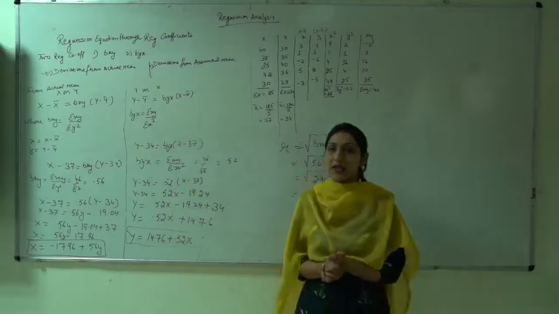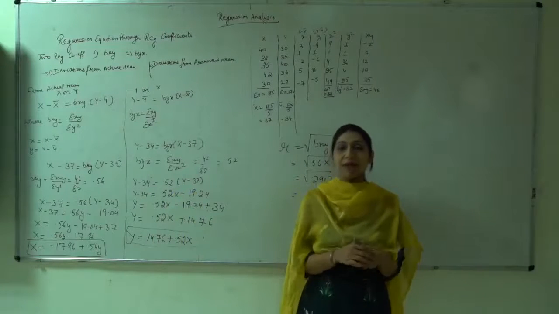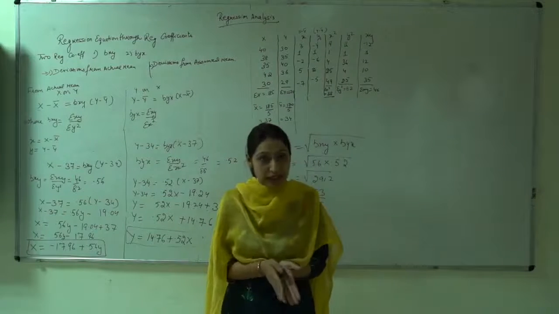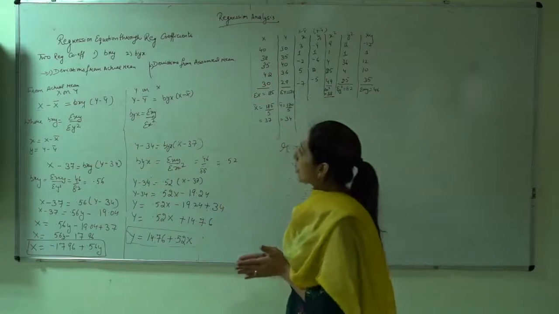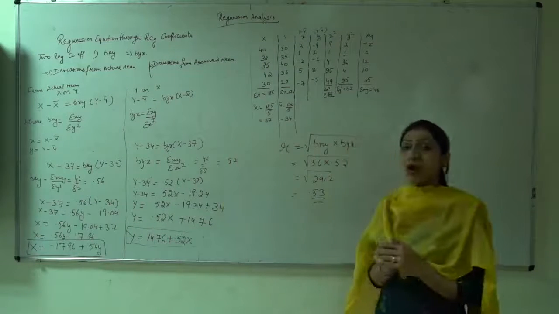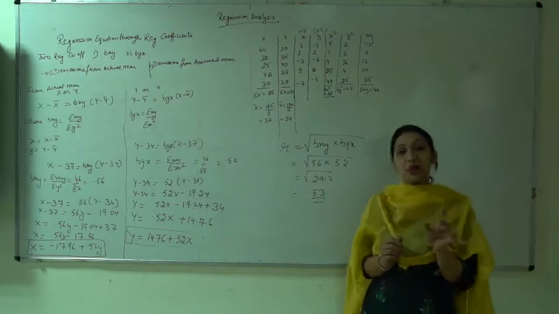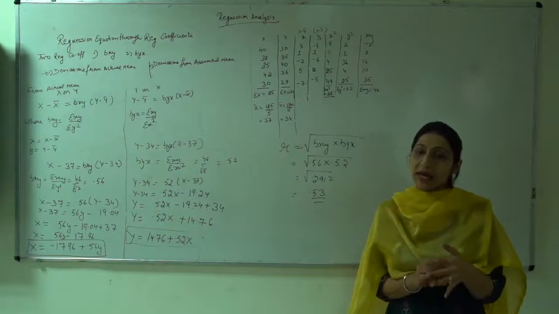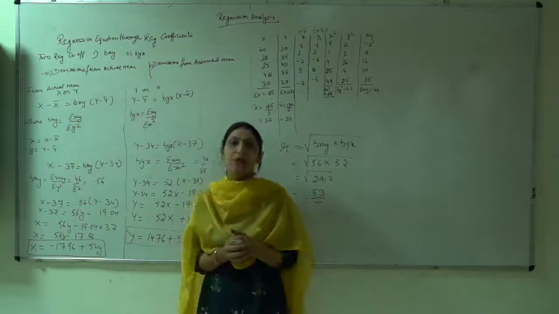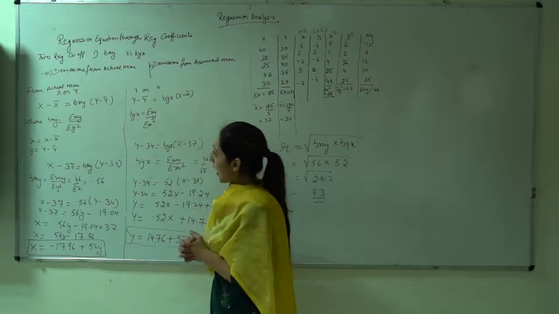In the previous lecture we discussed regression analysis. The first method that we use to find the regression equation is with the help of linear equation. Now the second method that I am going to discuss is the regression equation through regression coefficients. When we talk about regression coefficients, there are two: x on y and y on x. For x on y we say bxy, and for y on x we say byx.